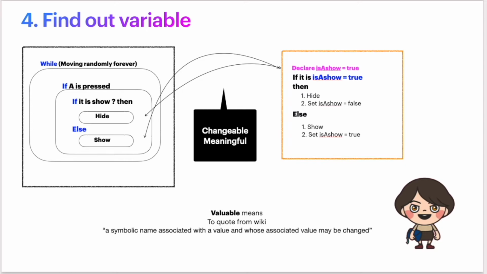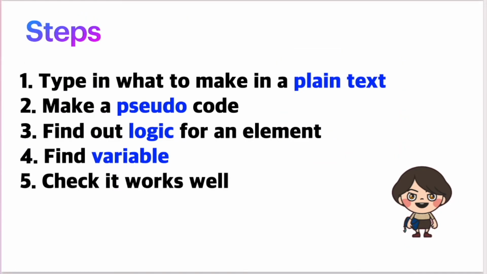So to summarize, the status of letter A will make the element hide and show, so it is very suitable for a variable. So I will name it like this, is A show, and I will declare it later. And now we are prepped for coding. The last step is checking it works well. So finally we can dive into making a Scratch. Let's get started.